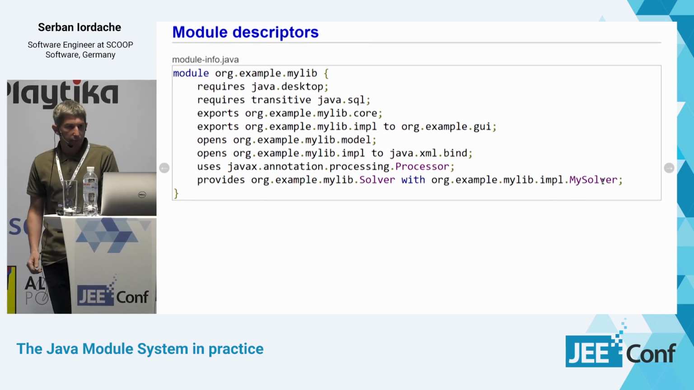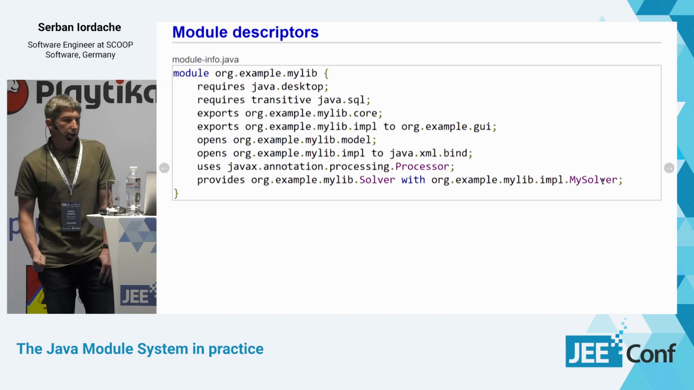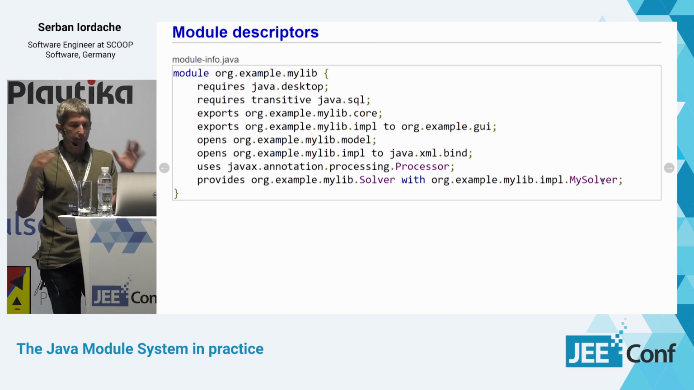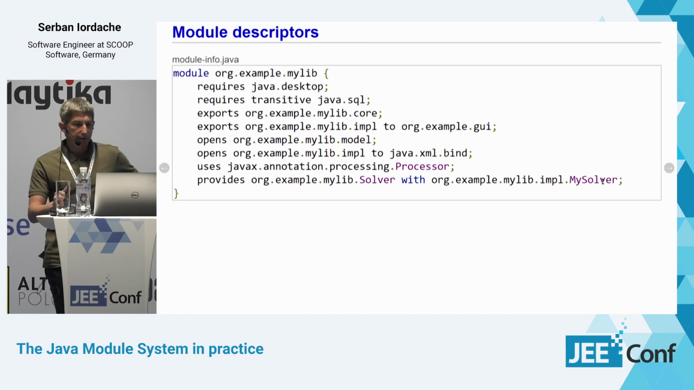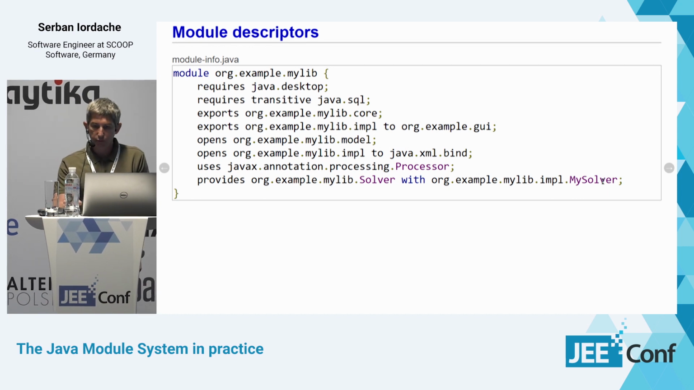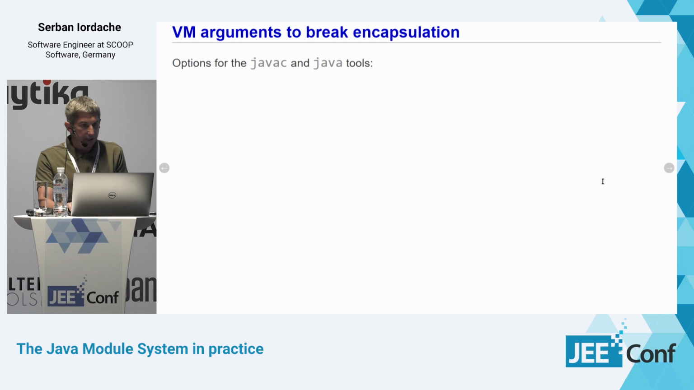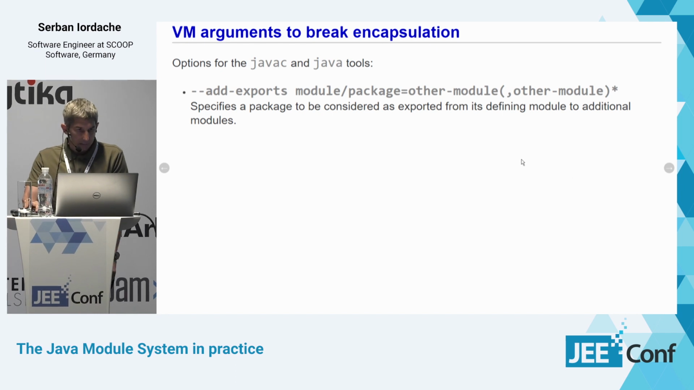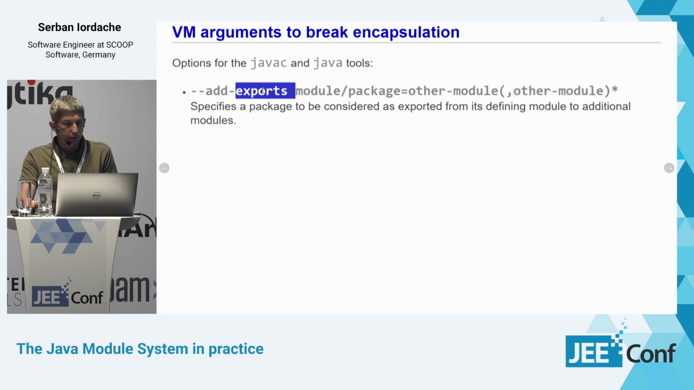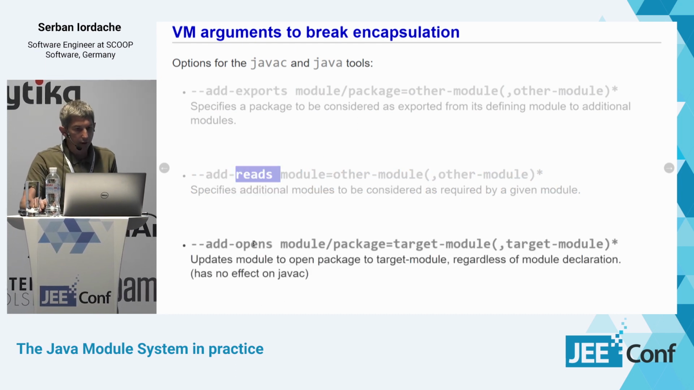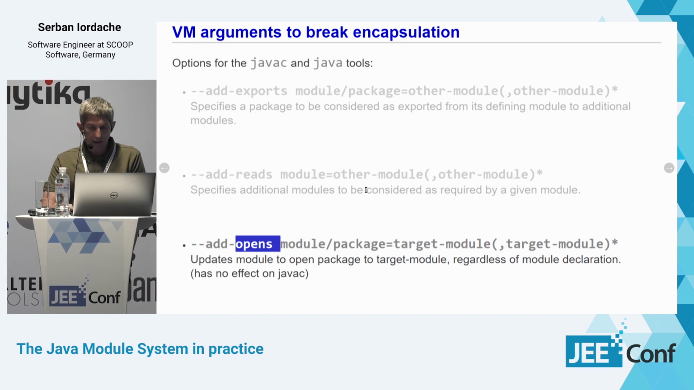So the Java module system provides strong encapsulation. A module can decide which parts are visible to other modules and which parts of it are hidden. But sometimes we may want to break this encapsulation. We may want to still have access to these hidden parts of a module. And we can do this because the Java compiler and the Java tools provide some command line flags. For example, we can specify that a module should export a package that was otherwise hidden. We can ask a module to read additional modules or to open a package for deep reflection to other modules.